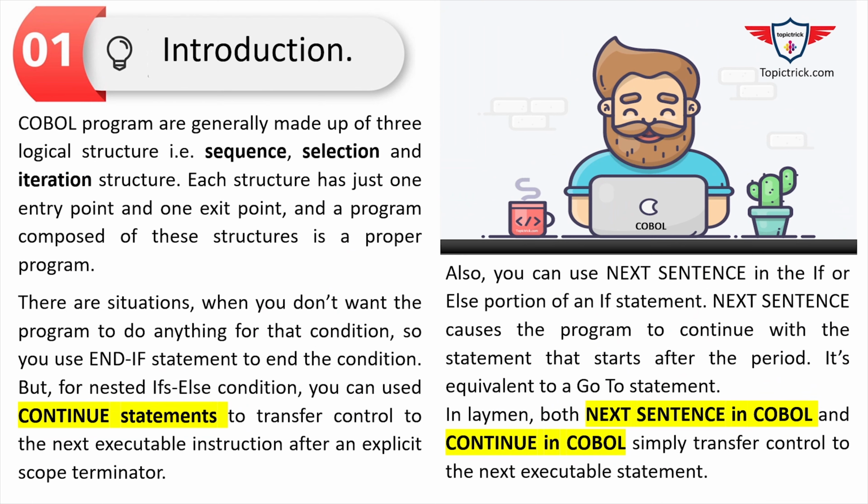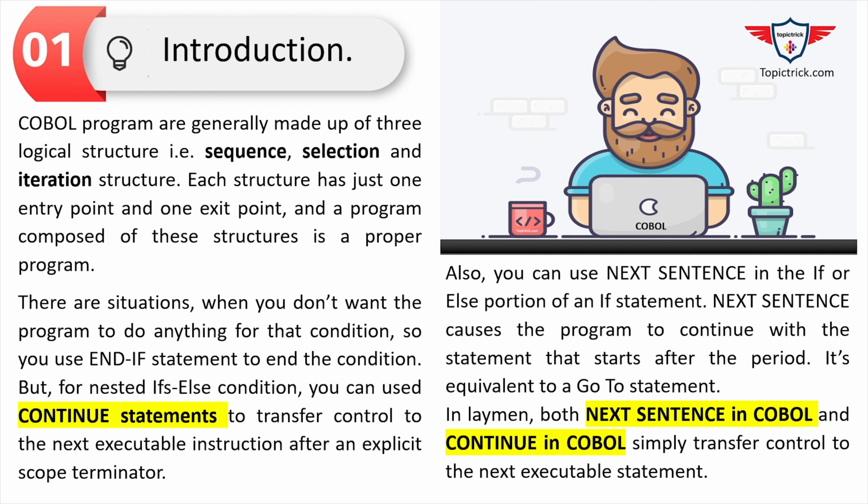COBOL programs are generally made up of three logical structures. First one is sequence, second one is selection, and third one is iteration. For sequencing, you generally use the PERFORM statement, for selection you use the IF-ELSE statement or EVALUATE statement, and for iteration you generally use PERFORM UNTIL statements. Each logical structure has one entry point and one exit point. The business logic of the COBOL program is designed with the help of these three logical structures.